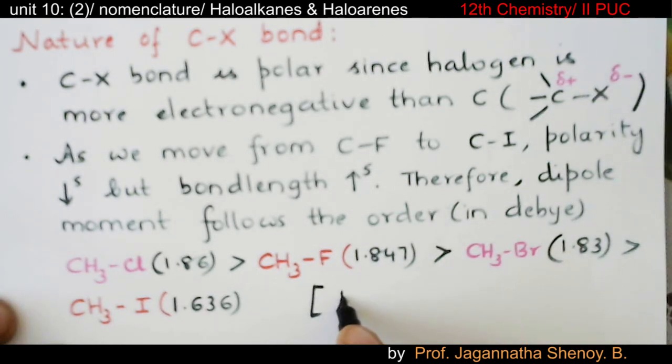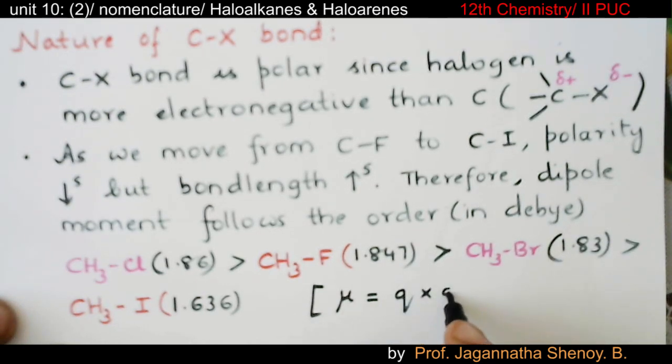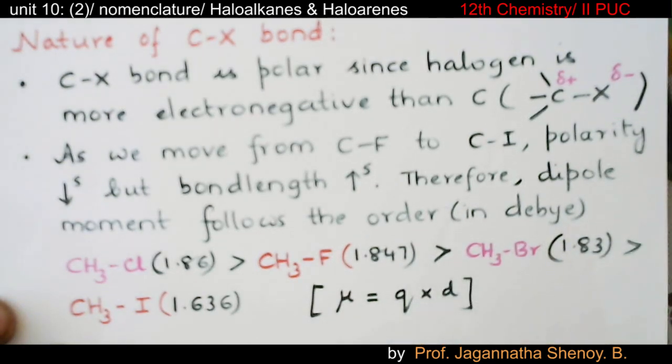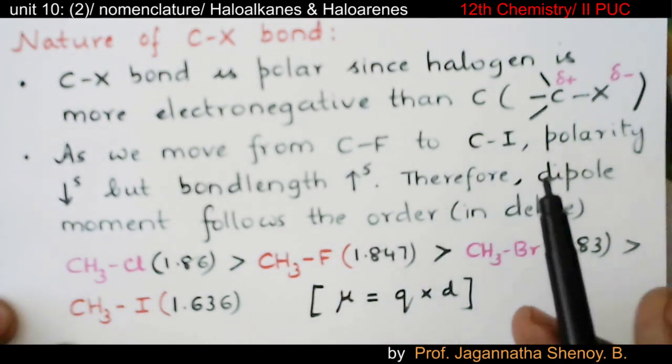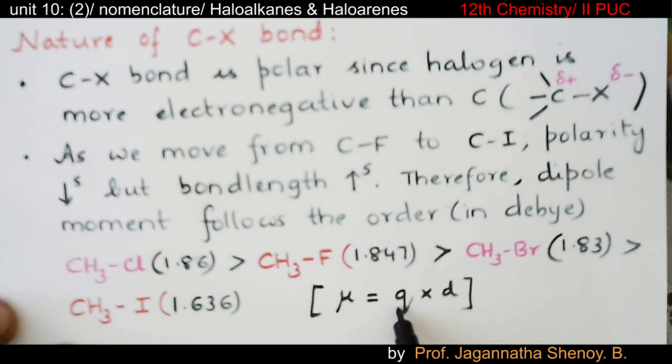Now, I want to consider the dipole moment. So how do you write the mathematical expression for dipole moment? Mu is equal to Q into d. As I told you, as I move from C-F to C-I, what happens to the Q value? The Q value goes on decreasing, but at the same time, the bond length d keeps on increasing. So we have opposite trends here when we consider Q and d. So what is the net effect? The net effect is reflected in terms of dipole moment.